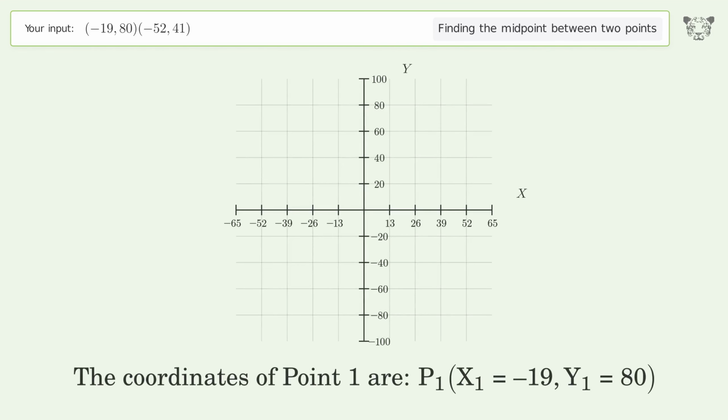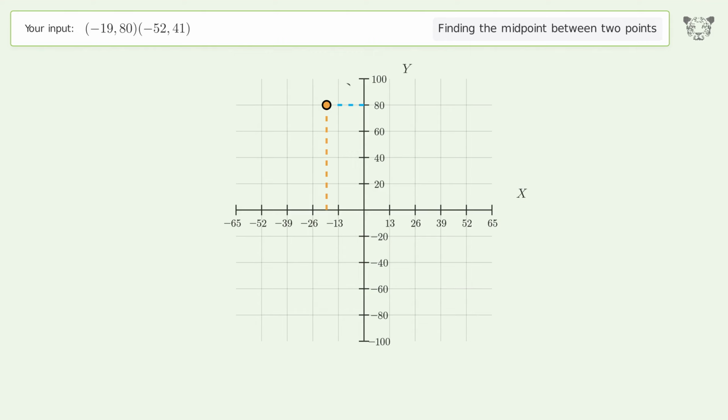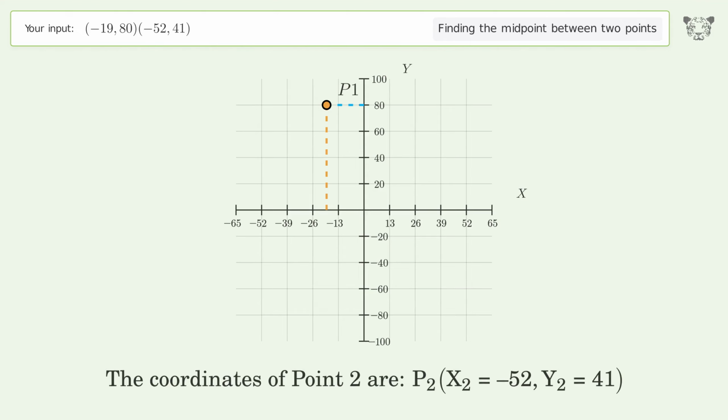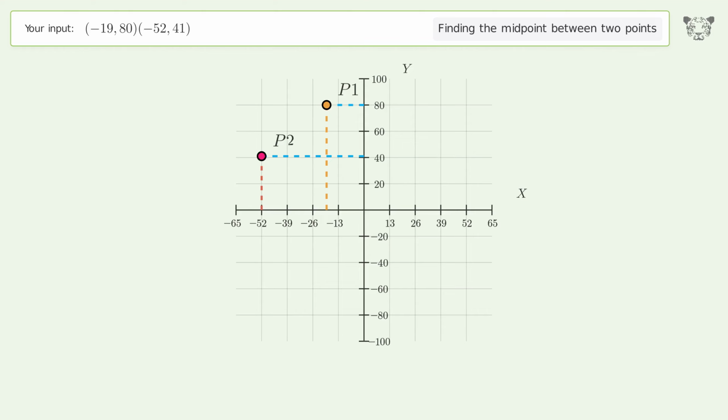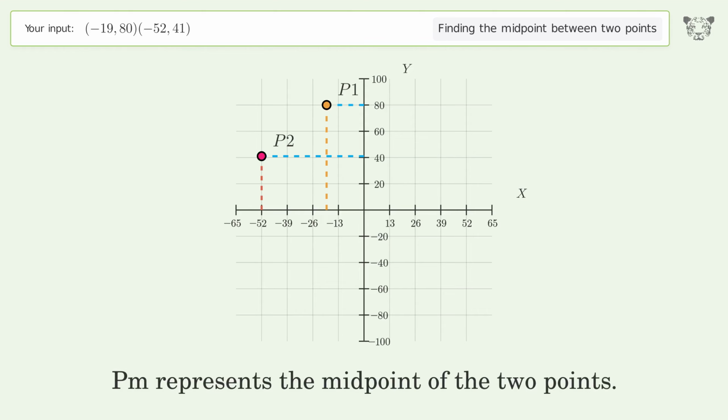The coordinates of point 1 are, x1 equals negative 19, y1 equals 80. The coordinates of point 2 are, x2 equals negative 52, y2 equals 41. PM represents the midpoint of the 2 points.